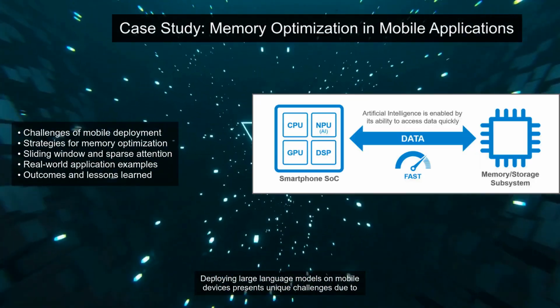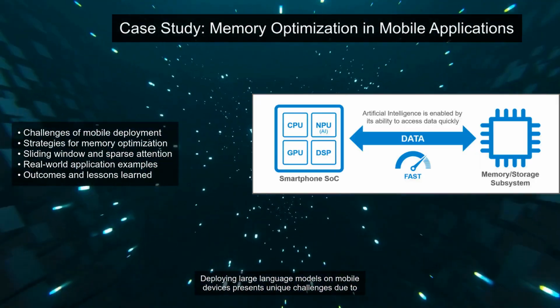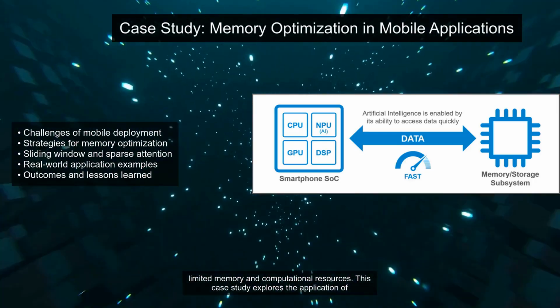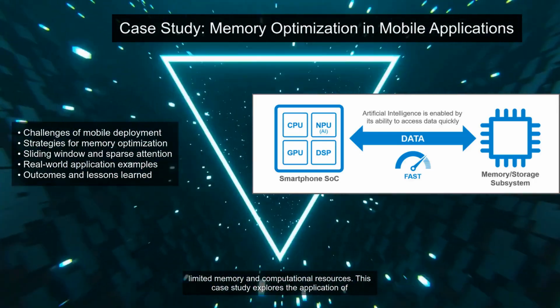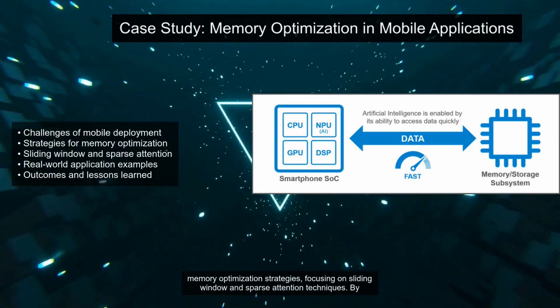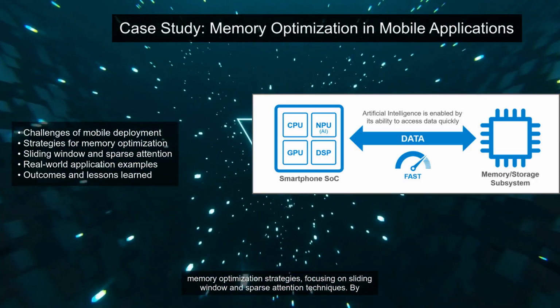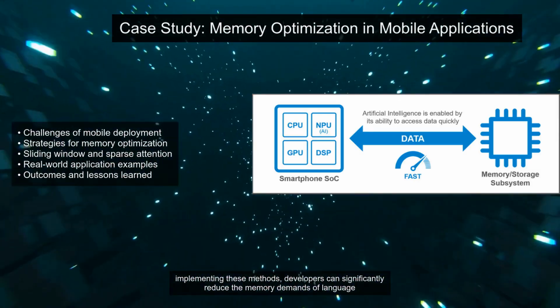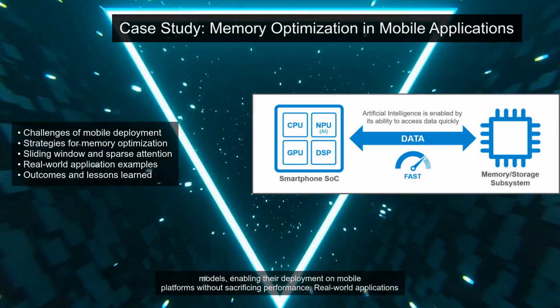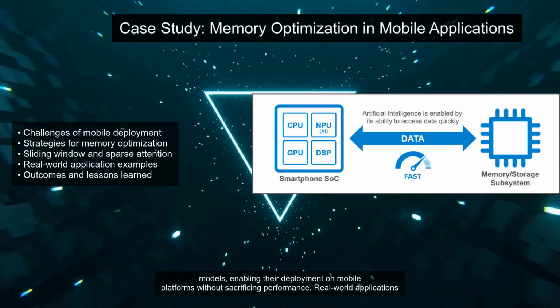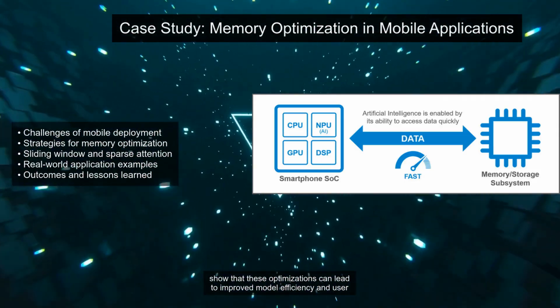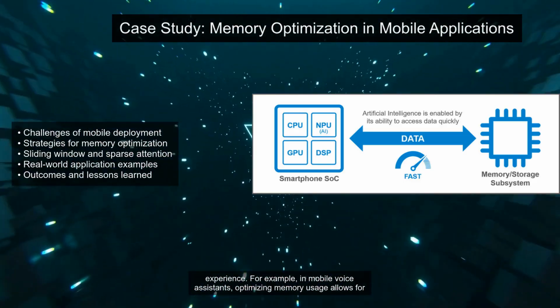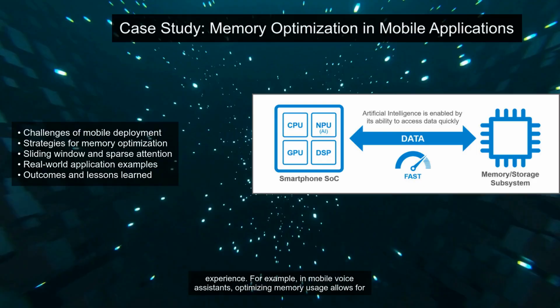Deploying large language models on mobile devices presents unique challenges due to limited memory and computational resources. This case study explores the application of memory optimization strategies, focusing on sliding window and sparse attention techniques. By implementing these methods, developers can significantly reduce the memory demands of language models, enabling their deployment on mobile platforms without sacrificing performance. Real-world applications show that these optimizations can lead to improved model efficiency and user experience.